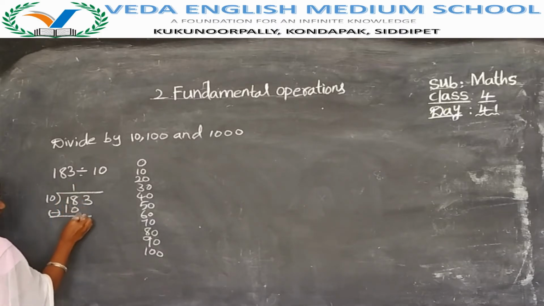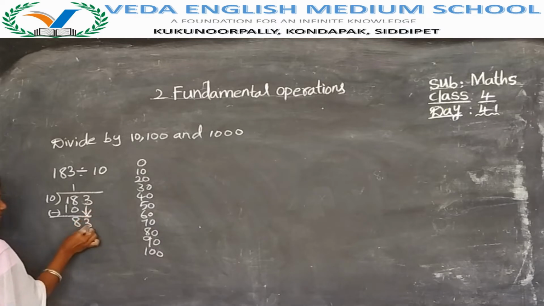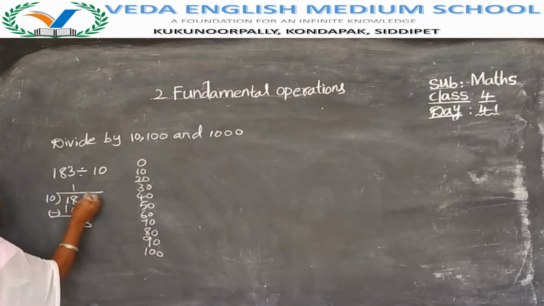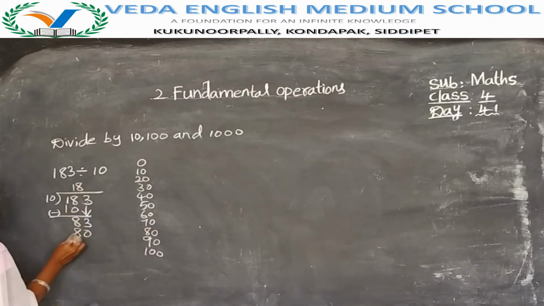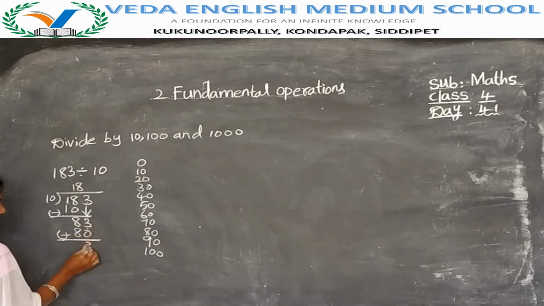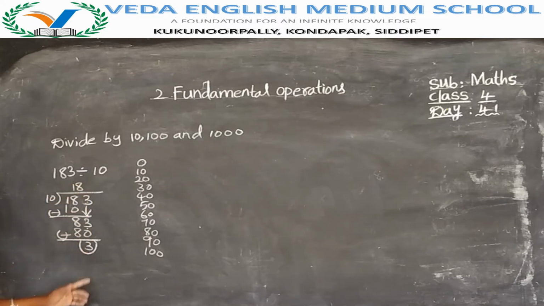8 minus 0 is 8. Now bring down that 3. Now it becomes 83. 83 is also not there in the table. So we have to take 10 8s are 80. 3 minus 0 is 3. Now we got the quotient as 18 and remainder as 3.